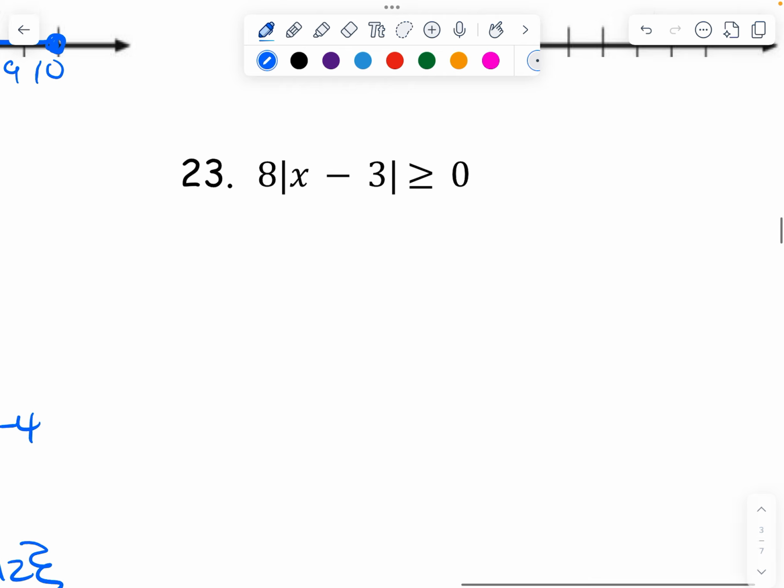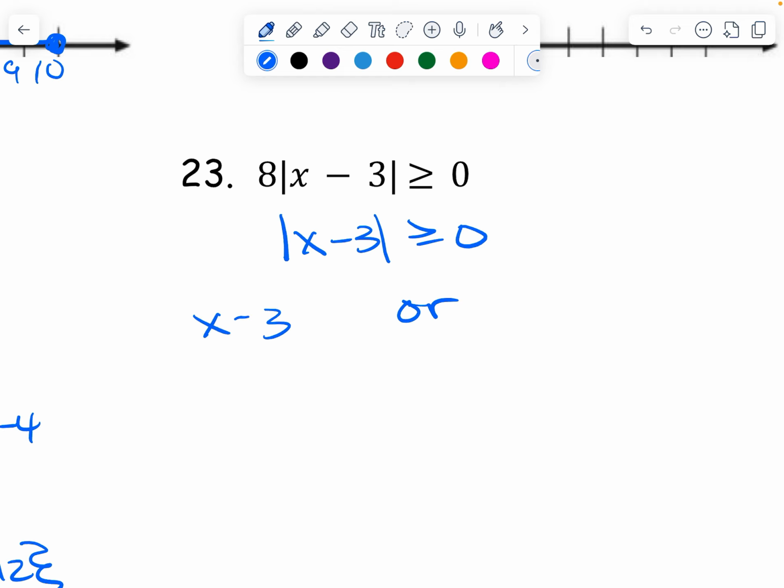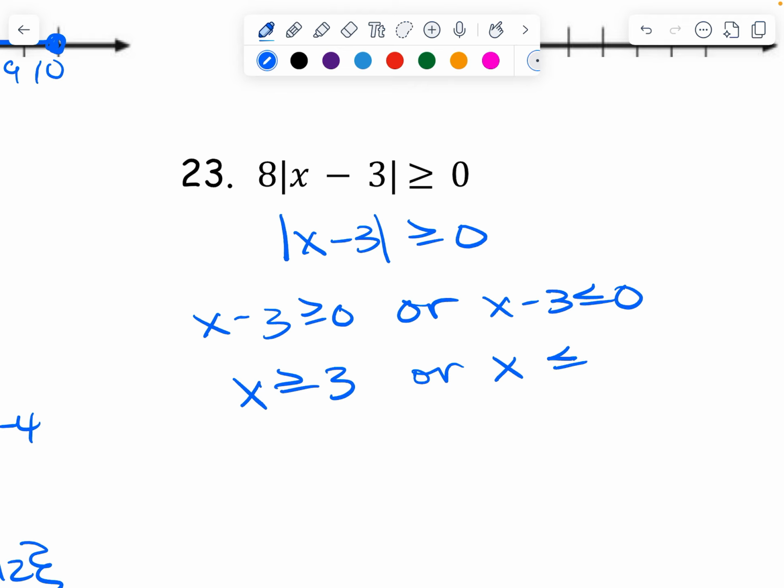Okay, divide by 8, and I get an absolute value of x minus 3 is greater than or equal to 0. Greater, so x minus 3 is greater than or equal to 0, or x minus 3 is less than or equal to 0. So x is greater than or equal to 3, or x is less than or equal to 3.